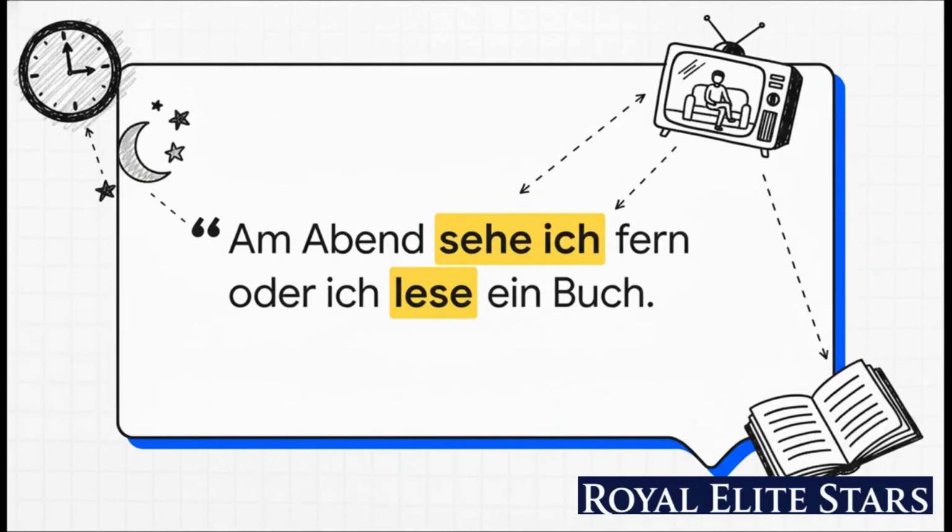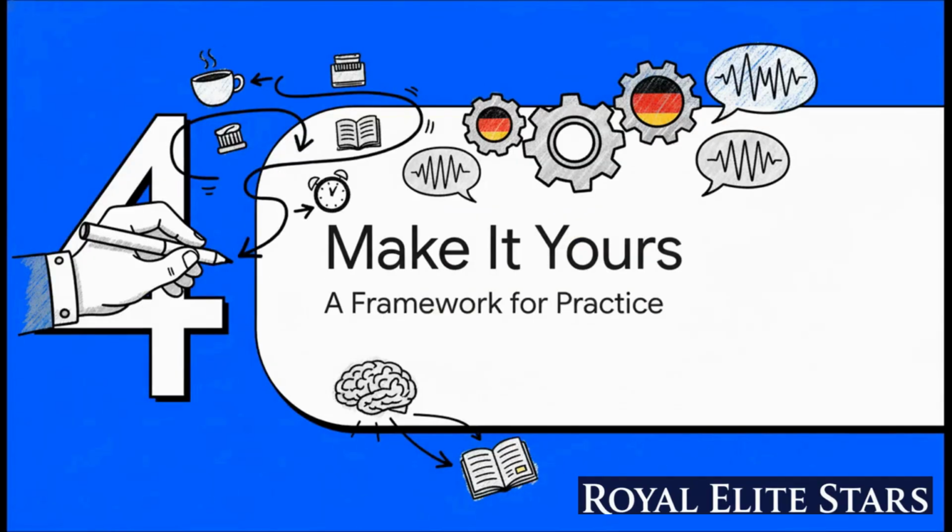And Lucas wraps it up with that more advanced structure we saw earlier. Am Abend sehe ich fern. In the evening, I watch TV. He starts with a time, but the verb sehe holds firm in position 2. This isn't memorized text. This is lived language. So, how do you get from just observing this to actually doing it yourself? How do you make this language yours?